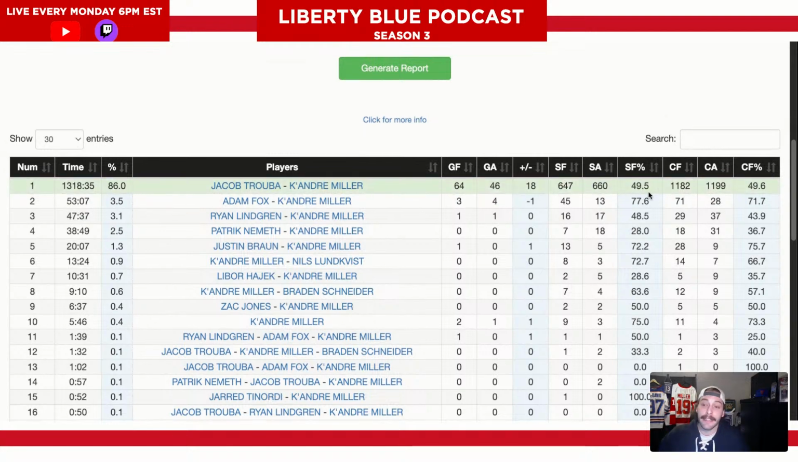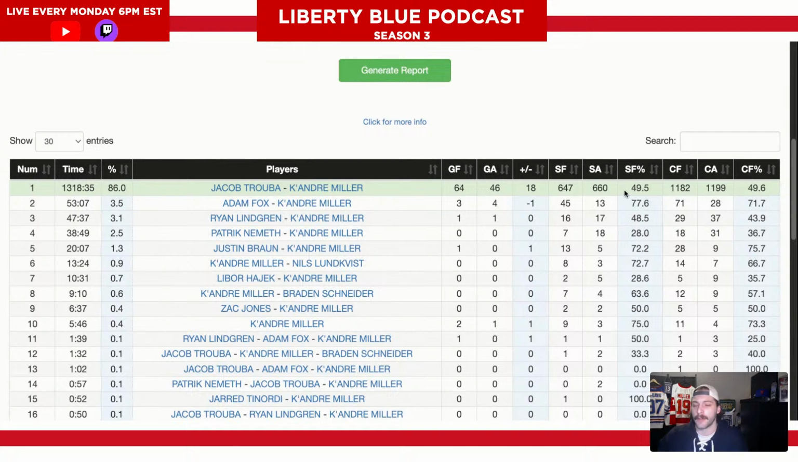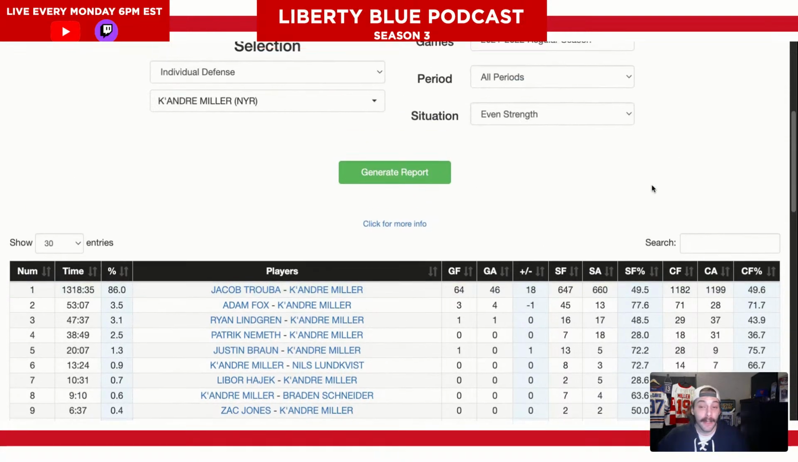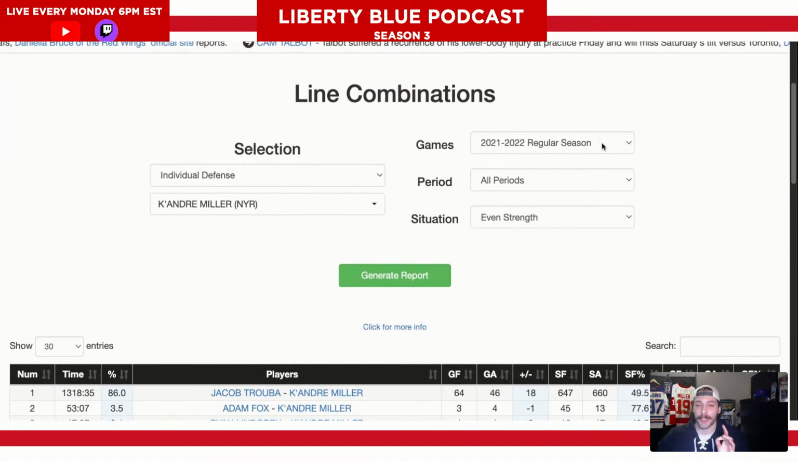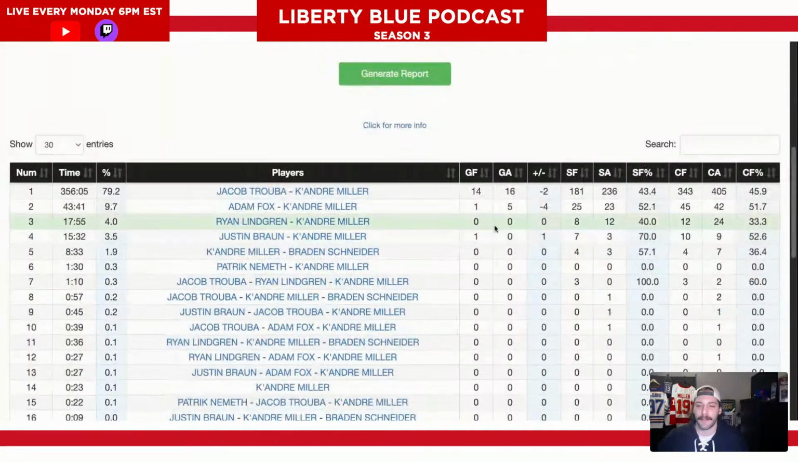And these aren't disqualifying. These aren't in the low 40s. If you're 47.5 to 50% as the matchup defensive pair, those are reasonably workable numbers. But this is where you can start to, I don't want to say pick it apart, but this is the first time K'Andre Miller plays in the playoffs. And in the 350 some odd minutes, they are well below where you need to be.